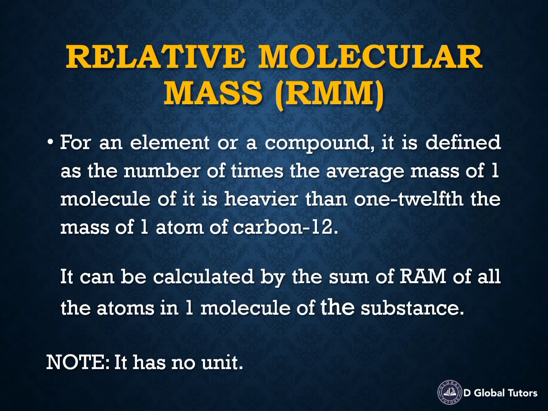Now, how do we calculate the relative molecular mass? We calculate it by taking the addition of all the relative atomic masses of the atoms in one molecule of that chemical substance that we are considering. Meaning, you're going to add the relative atomic masses of all the atoms in the molecule. Note, it has no unit also. So, the unit of relative molecular mass is no unit.